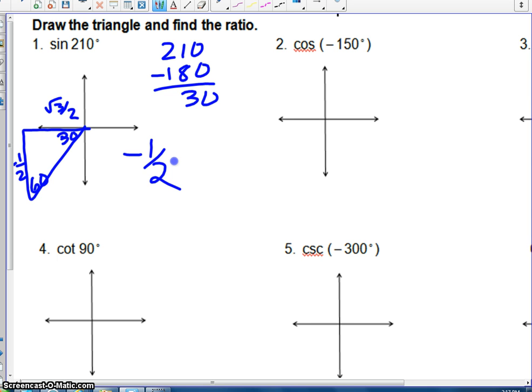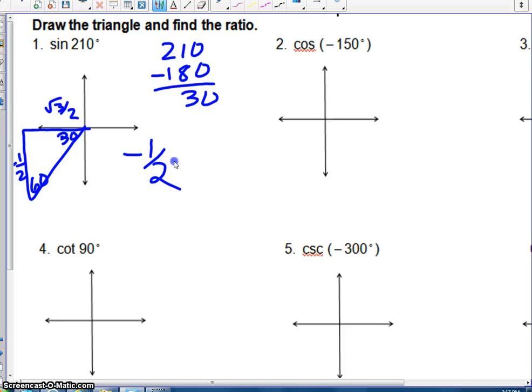Go ahead and finish the rest of these. I'm running out of time, but the big things we're looking for is, can you draw the reference angle? Do you know across from a 60-degree is square root of 3 over 2? Across from a 30-degree is 1/2. Across from a 45-degree is square root of 2 over 2. And then those quadrantal angles, those are super important.